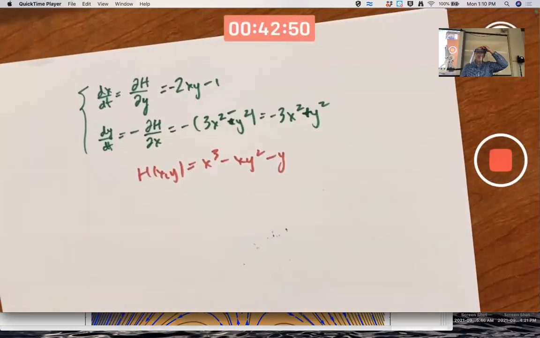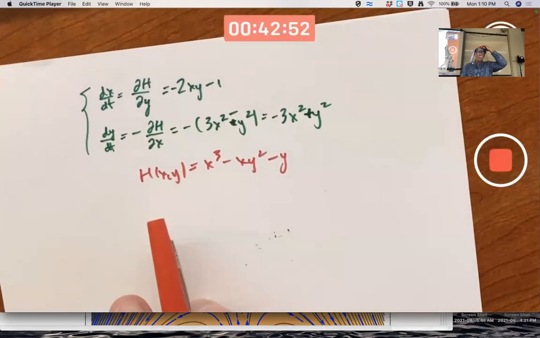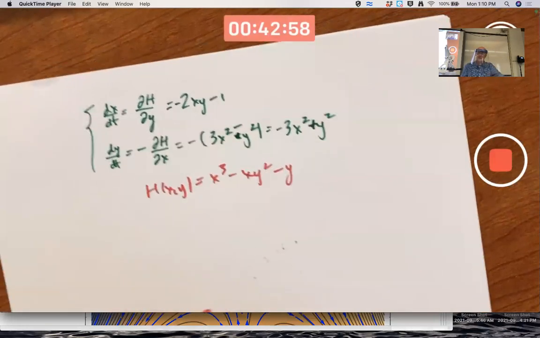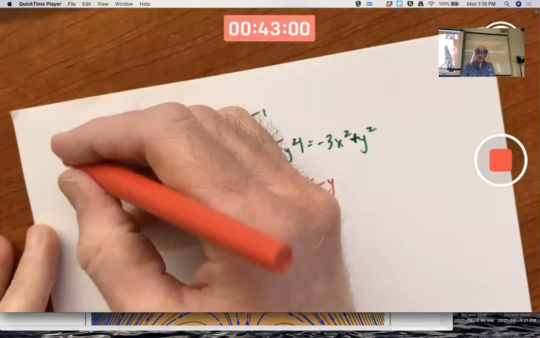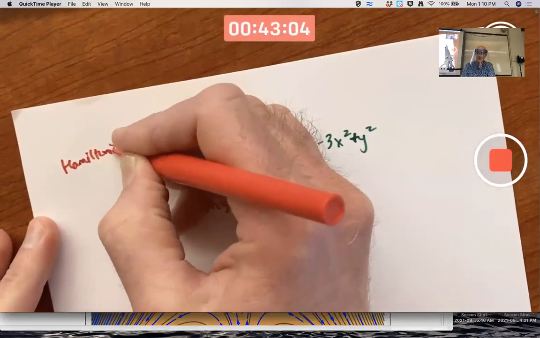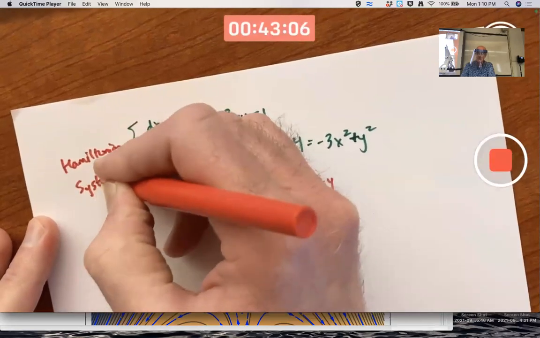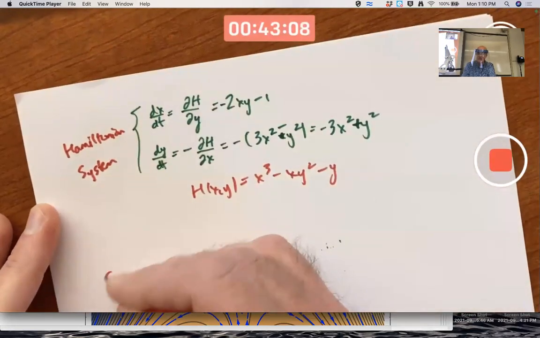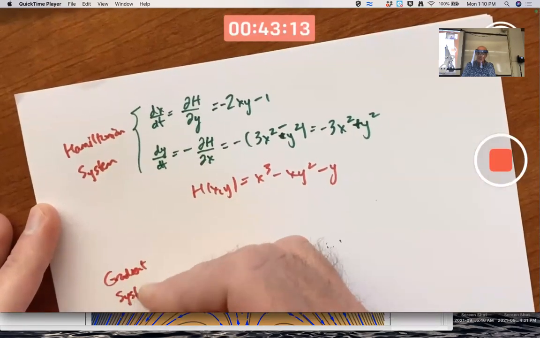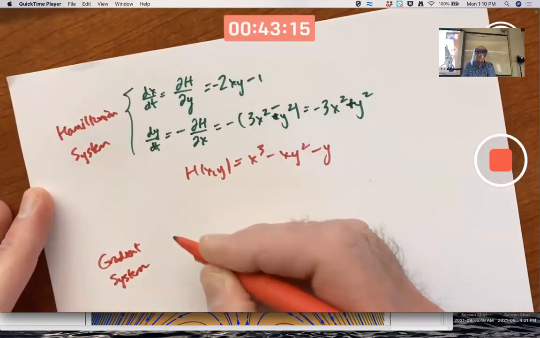Also with any function, including a function that I could call h still, you can create another system. This is a Hamiltonian system here. You can also create a corresponding gradient system, where gradient does refer to gradient vector if you're in multivariable calculus.